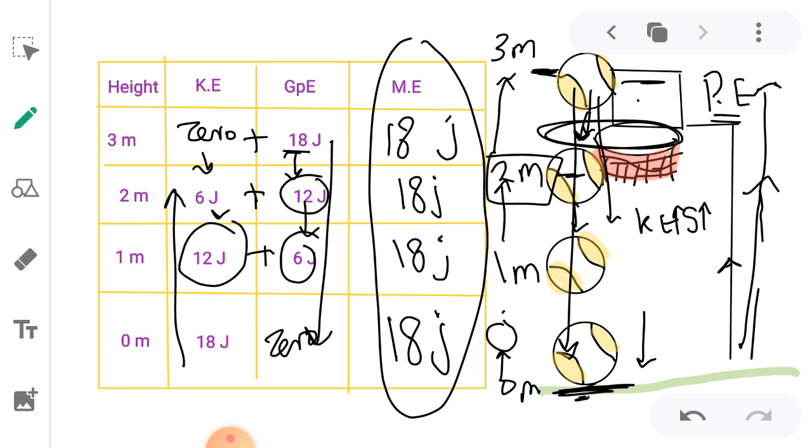So what is changing in the object? It's the kinetic and the gravitational energy. Hope you understand the lesson, and thank you so much.